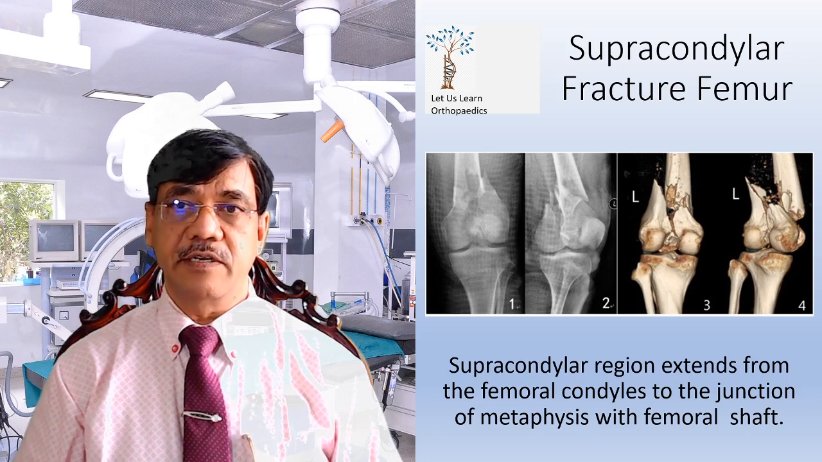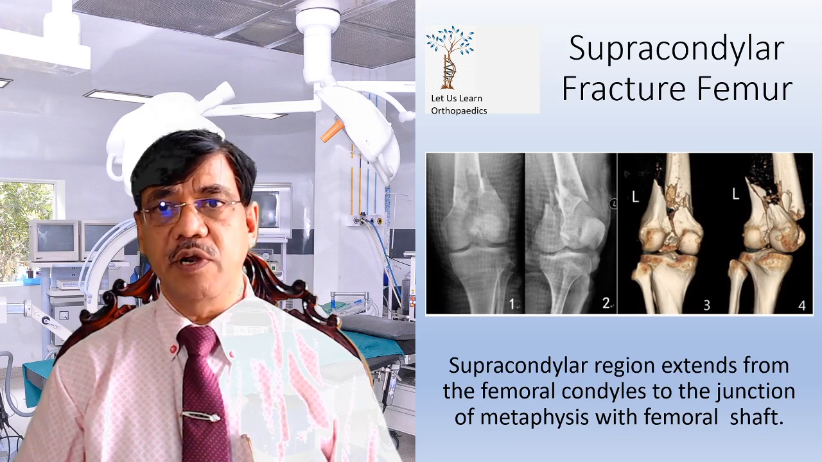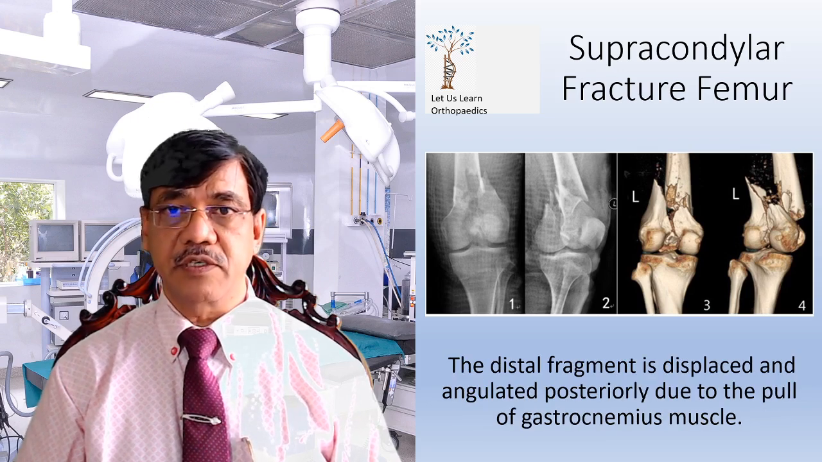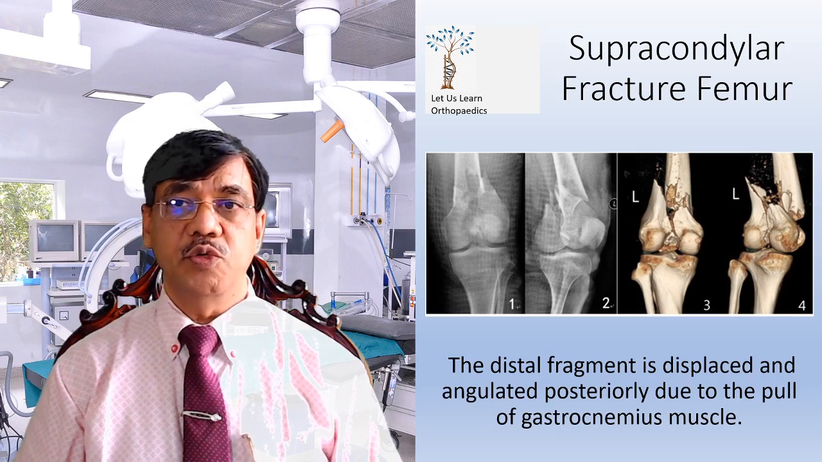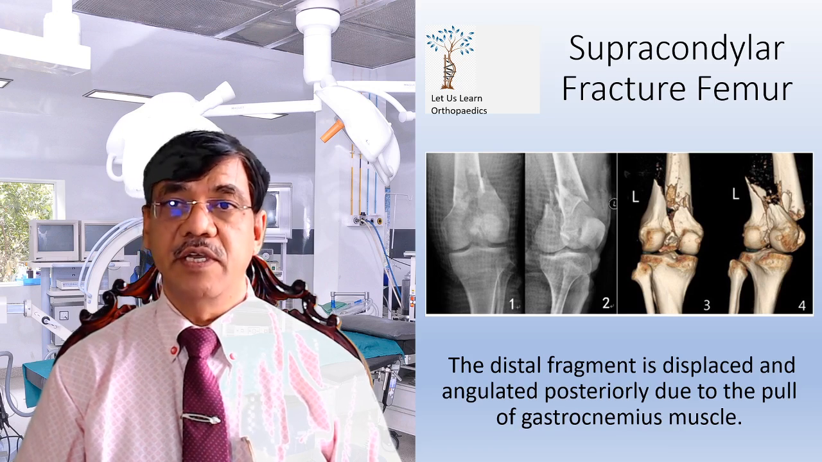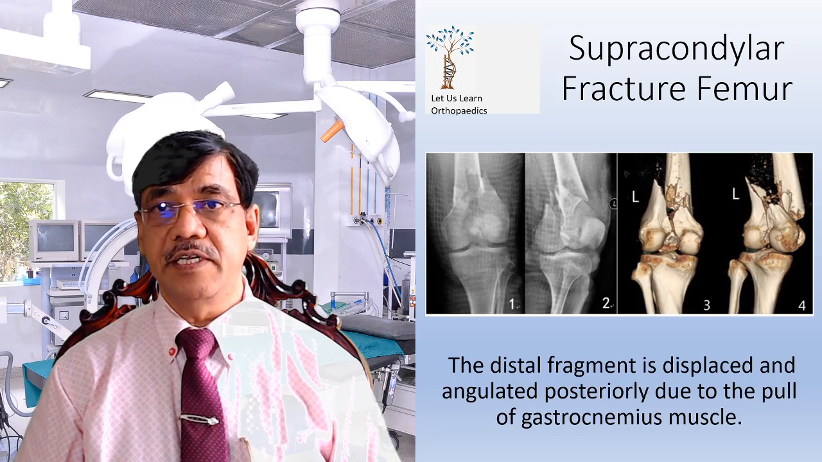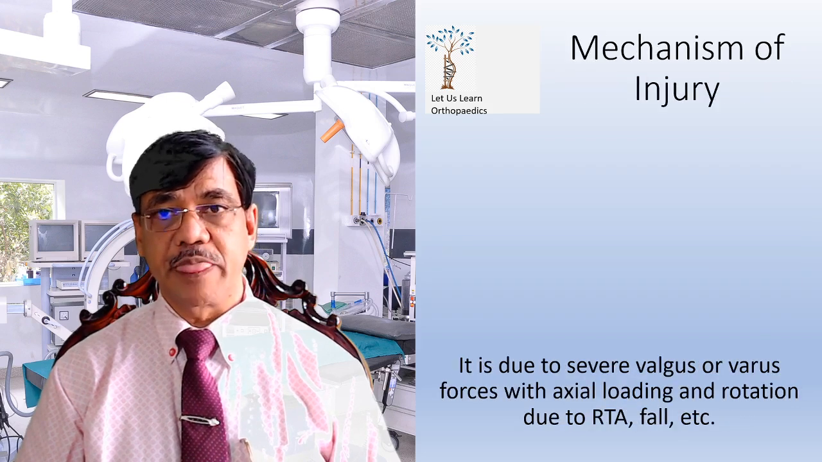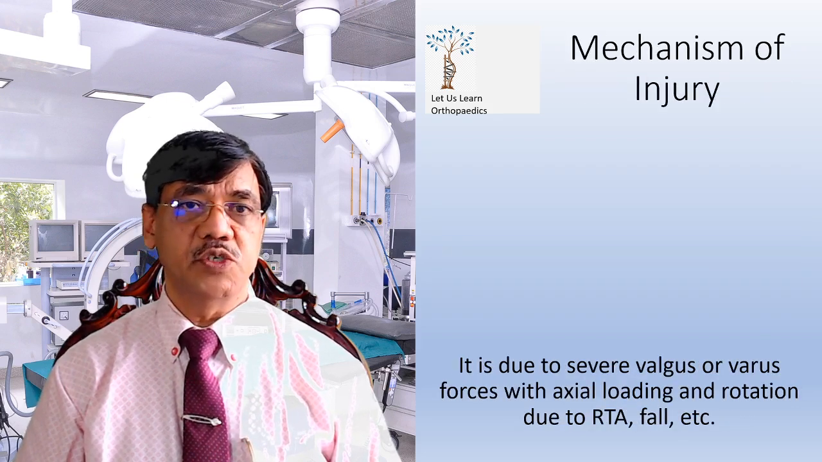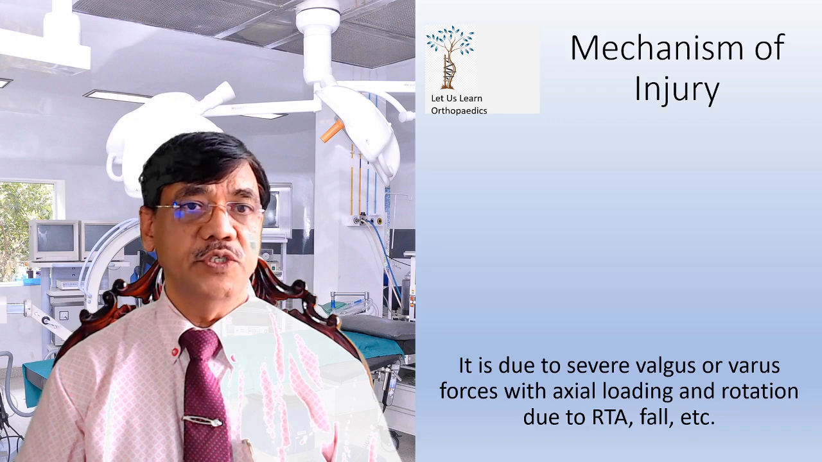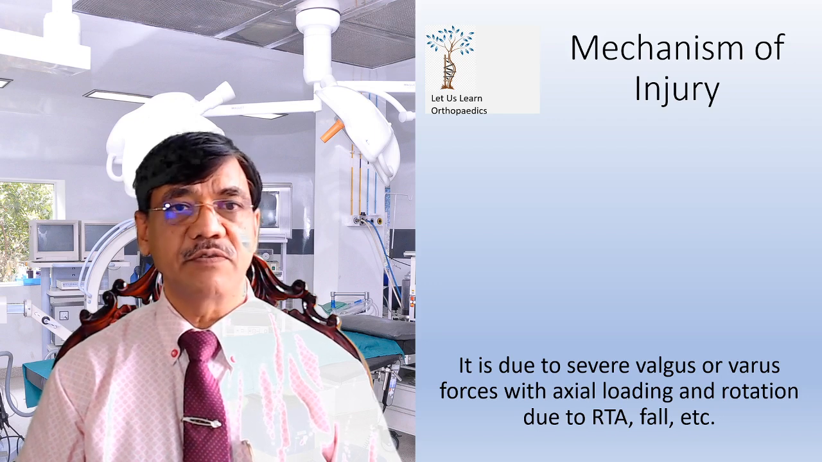The supracondylar region extends from the femoral condyles to the junction of metaphysis with the femoral shaft. The distal fragment is displaced and angulated posteriorly due to the pull of the gastrocnemius muscle. As you can see in this particular diagram, on the second diagram, the 3D reconstruction, the distal fragment is flexed posteriorly. Now the mechanism of injury is due to the severe valgus or the varus forces with the axial loading and rotation due to the road traffic accidents, falls, etc.